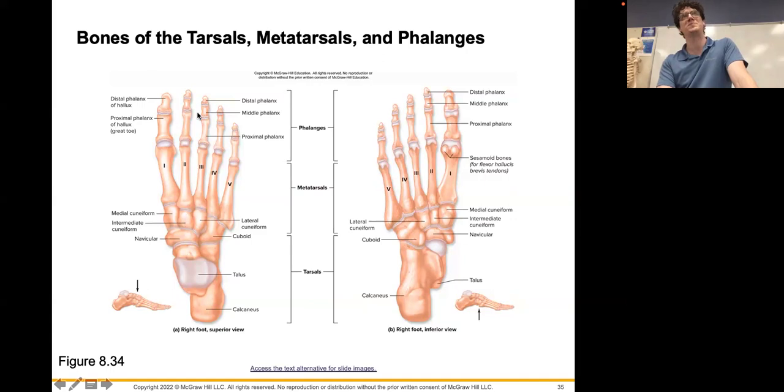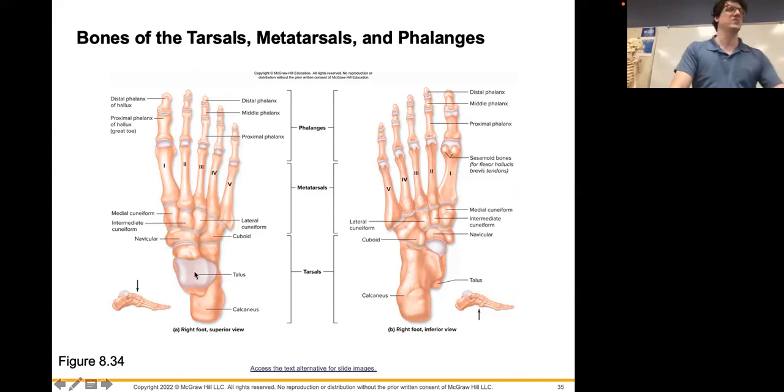Now we're going to order them or number them from medial to lateral, from big to small, just like we did in the hands. So in this case, the big toe is 1, then 2, and then so on as we move out. Now, I am only going to have you know 2 tarsals, just like I had you only know 2 carpals. The 2 tarsals we are going to learn are the talus and the calcaneus.